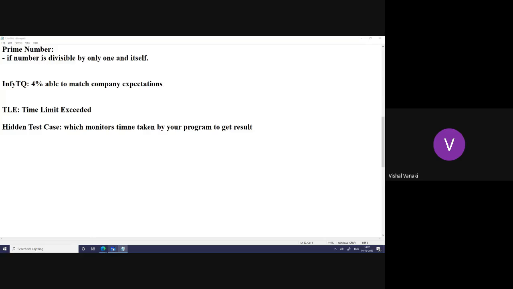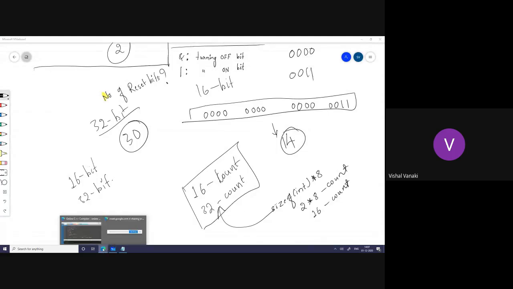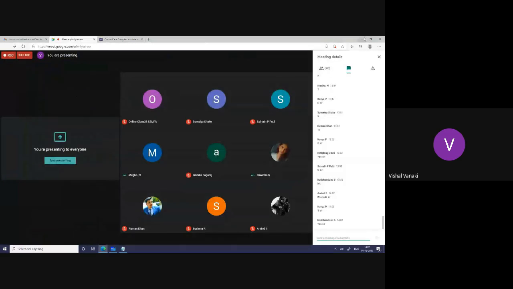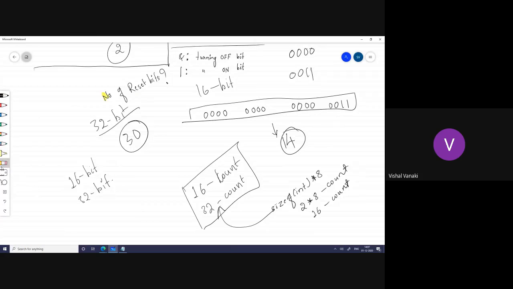Are you aware of the prime number logic? Yes. So you guys are aware of it. That means I can finish it in less time.